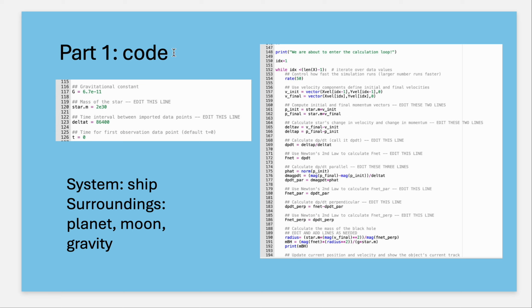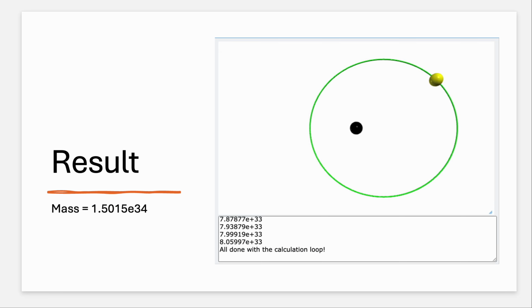So for part 1, this was my code. This was the mass of the star and what I made delta t, and then these were edited so that we could properly calculate what was needed. The system is the ship, and then the surroundings are the planet, moon, and gravity.